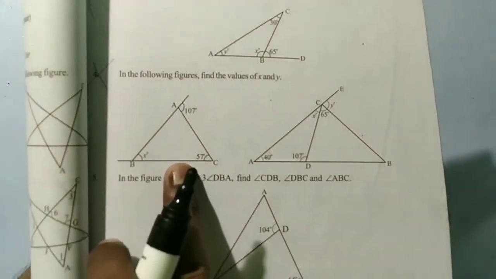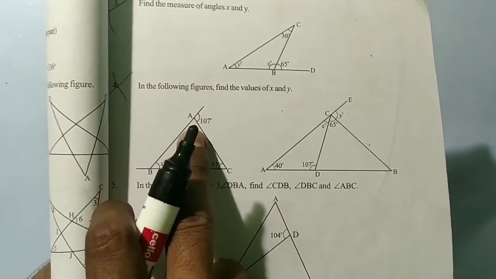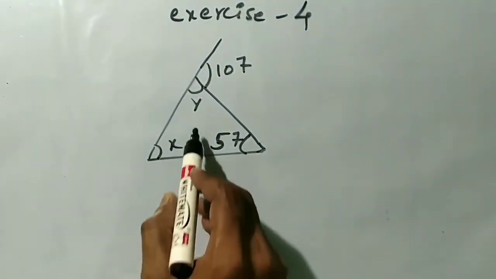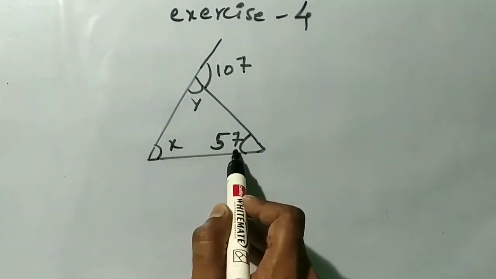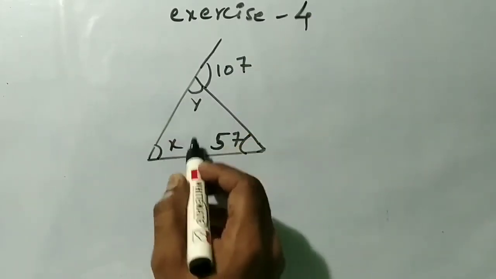Fourth one, we have to find the x and y angles. Actually the question is a little bit wrong, because y is not given. We have to assume this as a y. So that's why I have assumed that this is a y, x and 57 given in the question, and 107 also given in the question. So we have to find the y.